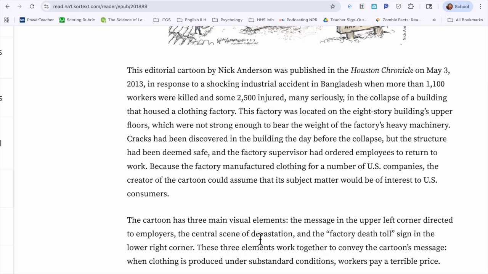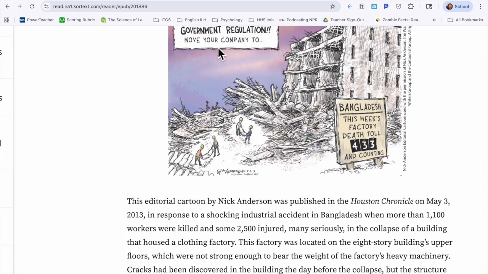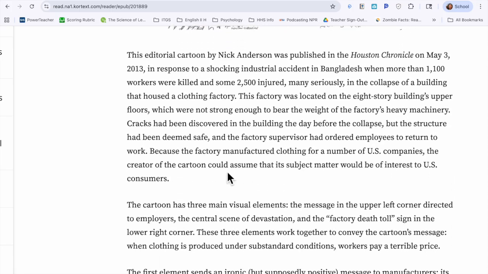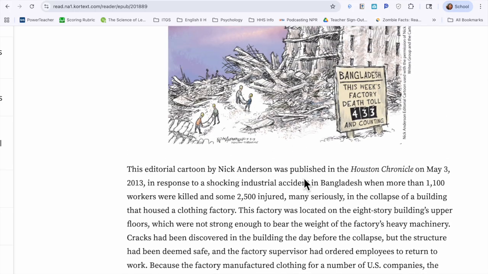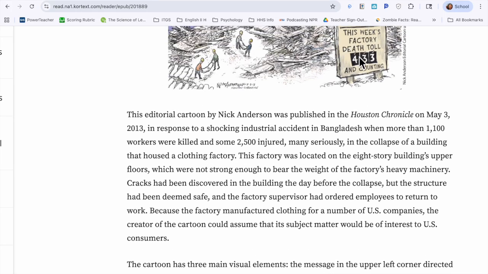Even though it was still deemed safe. And it says that this cartoon has 3 main visual elements: the message in the upper left-hand corner, which I addressed, the center scene of devastation, which I addressed, as well as the factory death toll, which I addressed.